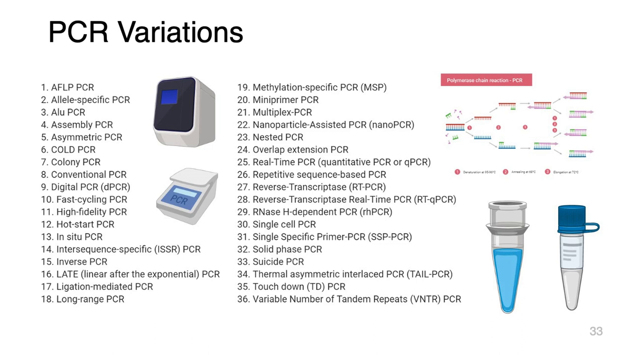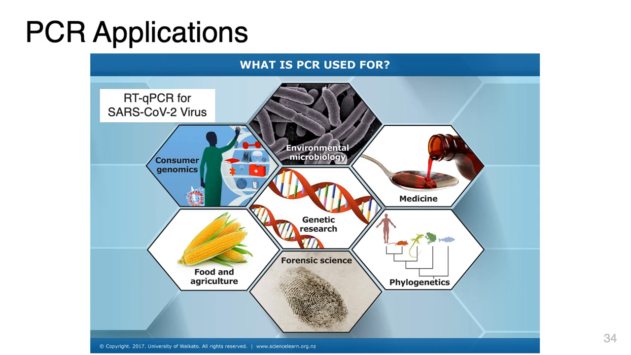This slide depicts the number of PCR variations that have been developed. There's no limit, really, to different methodologies and different approaches to doing PCR. Finally, let's talk about the applications of PCR. Here we can see that PCR is used for environmental microbiology, genetic research, medicine, forensic science, food and agriculture. And in our current history, we used RT-qPCR to detect the SARS-CoV-2 virus. My question really is to everybody, what is qPCR not used for?